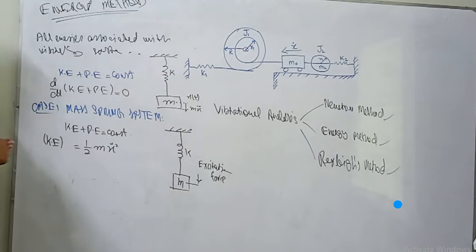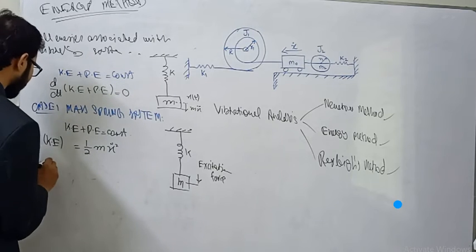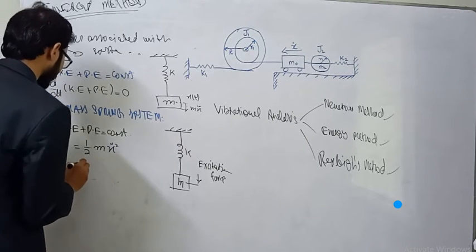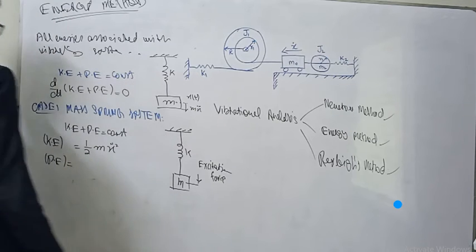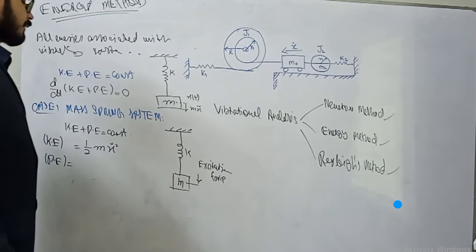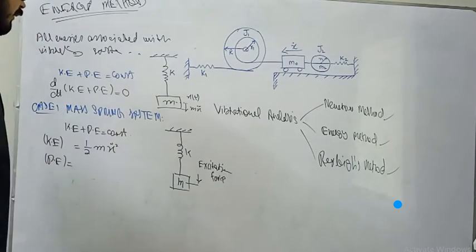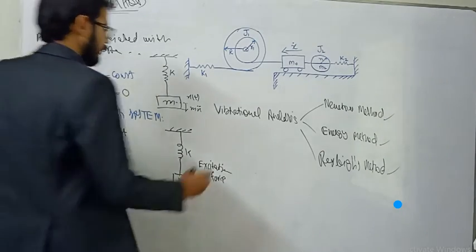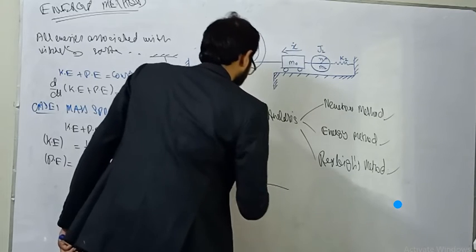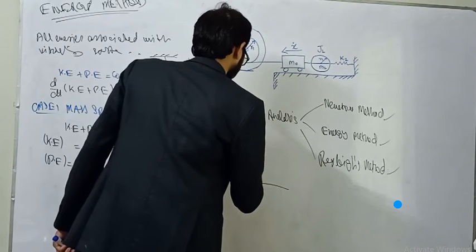And what will be the potential energy? We know potential energy will be stored within the elastic element. So we have potential energy. How can we calculate the energy that is stored within the elastic element? Consider a simple derivation. Suppose we have a spring. On that spring element we are applying a force.